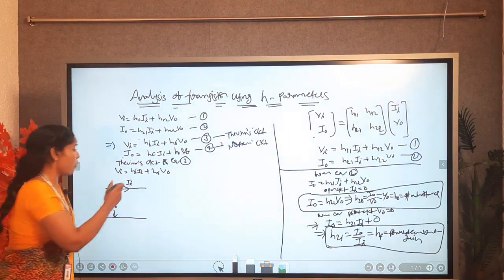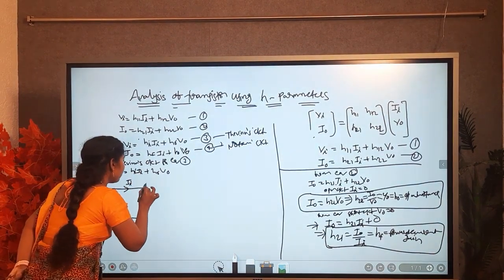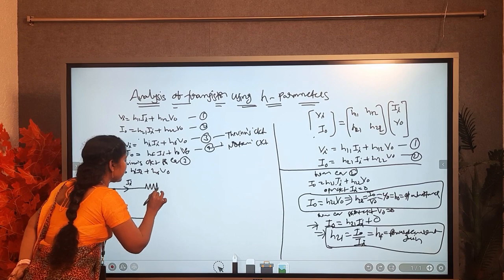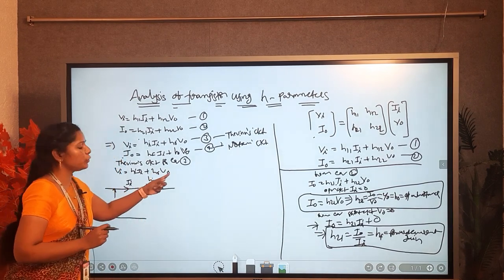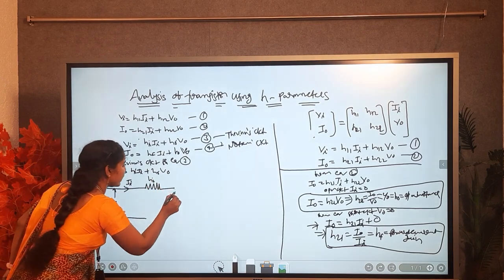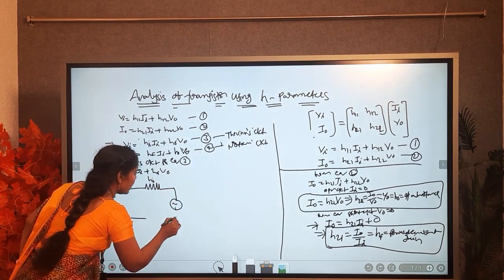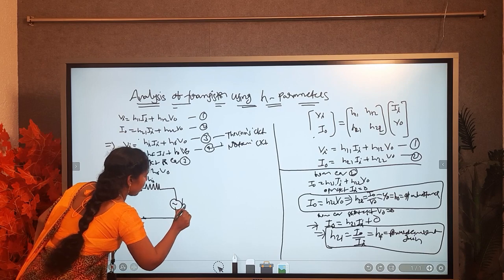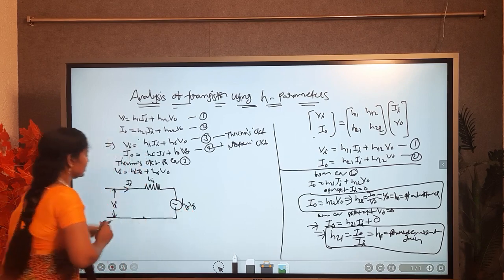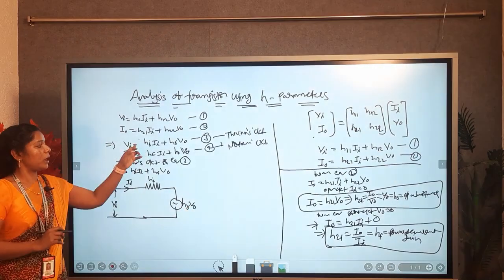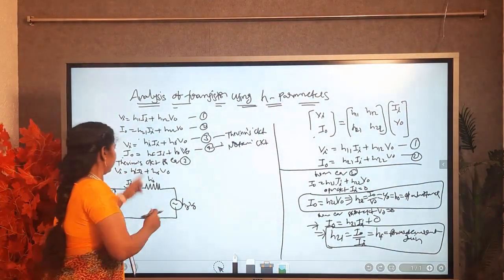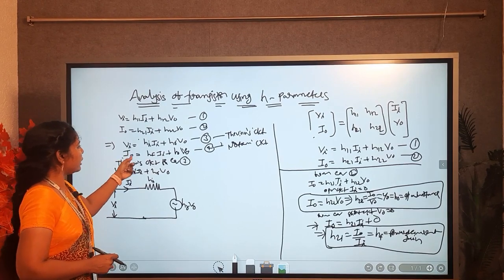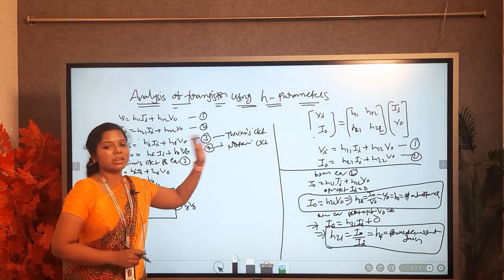So what is this symbol? Hi, this is the resistance, plus Hr into V naught. This is the voltage generated source, so it will be considered as Hr into V naught. This is the Thevenin circuit for equation number 3. Again, for equation number 4, you have to draw Norton's circuit.